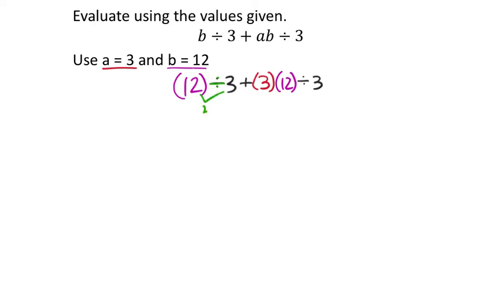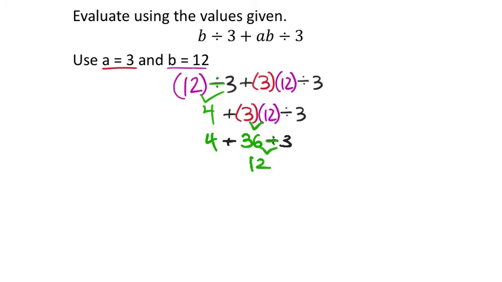12 divided by 3 is 4. Okay, so then we look at the rest of this expression. And now, scanning to the left, we can see this multiplication, and we'll go ahead and do that. So 3 times 12 is 36. Now we've got 4 plus 36 divided by 3. And now we would look at that division there. Okay? So 36 divided by 3 is 12. So we end up with 4 plus 12. And there's only one operation left, so we'll just do that. 4 plus 12 is 16.